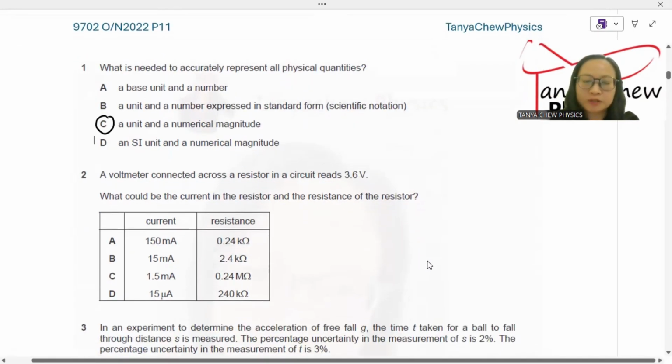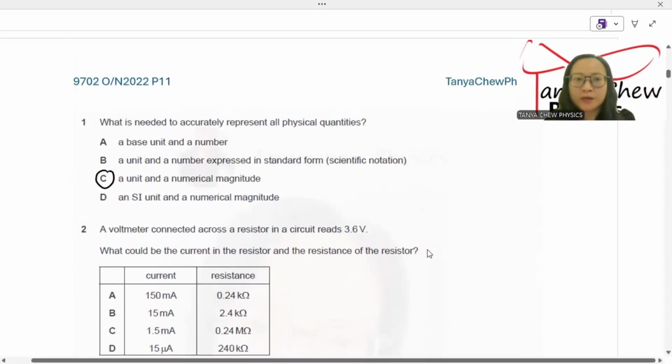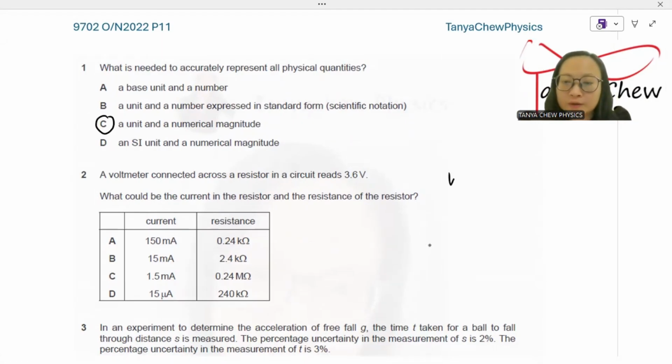Number 2, a voltmeter connected across a resistor in a circuit reads 3.6 volt. What could be the current in the resistor and the resistance of the resistor? Now, current, resistance, as well as voltage or the PD, that is related to Ohm's law. You can use Ohm's law to do this. Since I have choices of the currents, different values of the currents and resistance, I just multiply the value of the current and the resistance and match with the reading on the voltmeter. So I try A first.